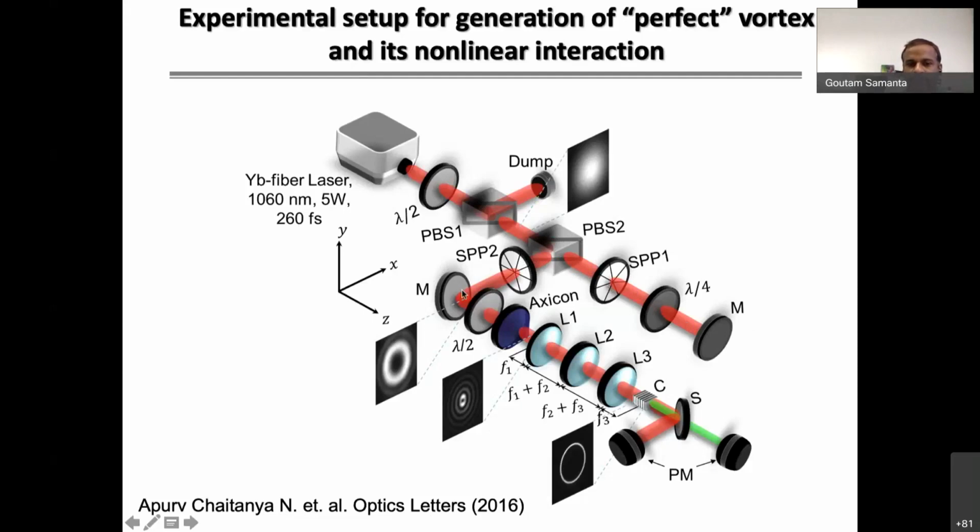That vortex beam is passing through an axicon, which forms a Bessel beam, and that Bessel beam is again Fourier transformed to get a perfect vortex beam. Then we use 2 different lenses to demagnify the beam radius, or size, into the nonlinear crystal. After that, we are just separating the beams like in the previous case, and then studying their spatial structure at different points.